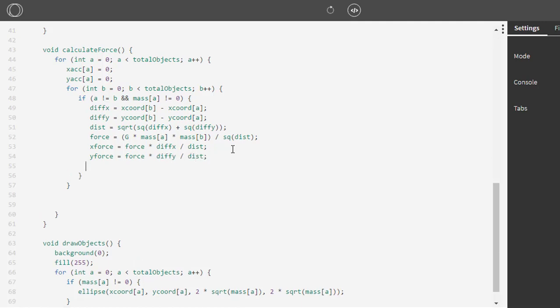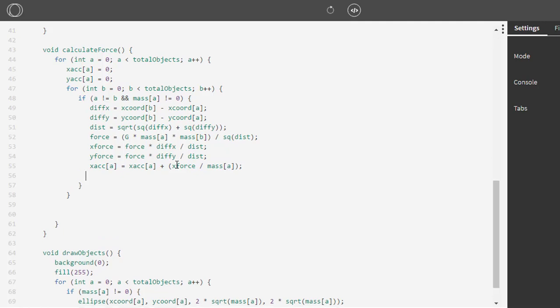And then we're finally to the point where we can add that to our acceleration. Because if we divide by the mass, then we have our acceleration, because force equals mass times acceleration. So we're going to take our current value, add whatever we had before, because remember we're doing this for every single mass of B. So we're going to basically have a total of these things and add on the x force divided by the mass of A. Same thing with the y.